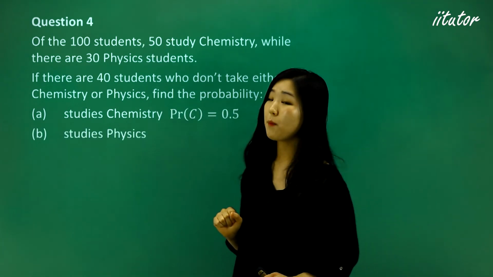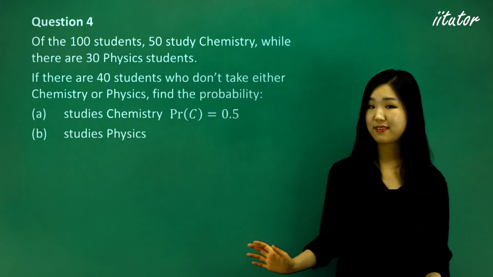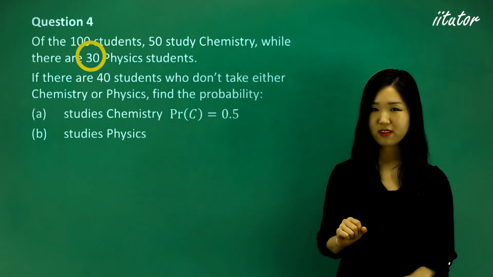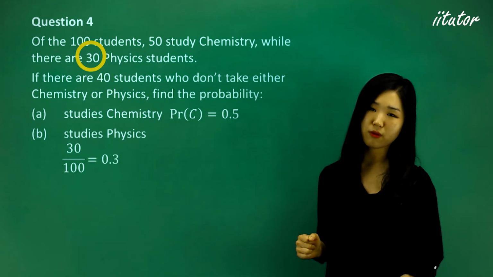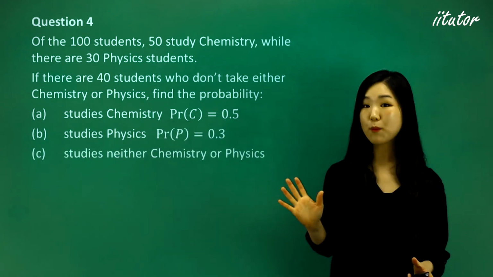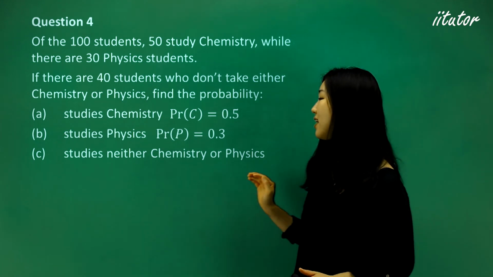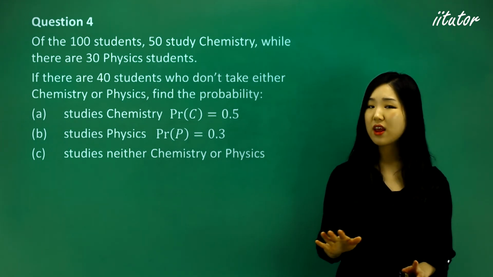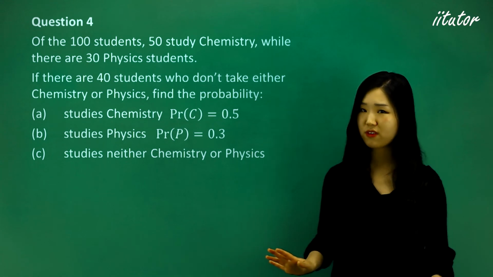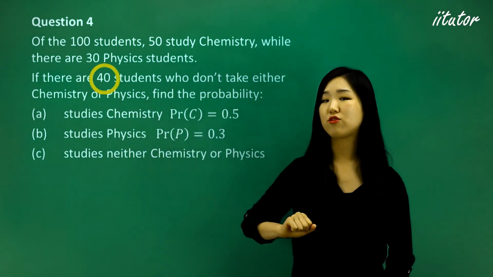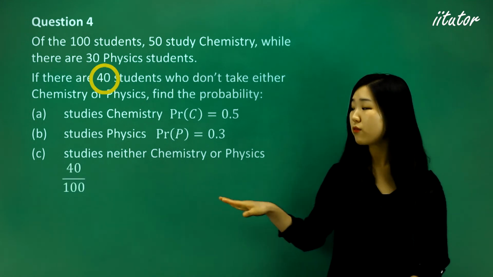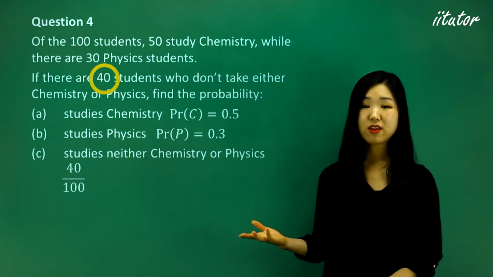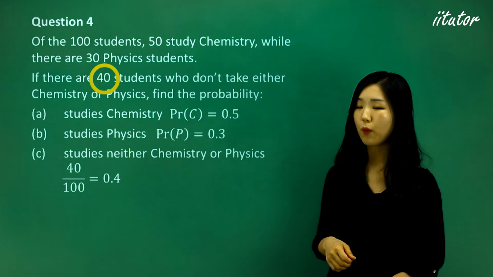We want to find the probability of those people who study physics. 30 people study physics. Again, you can simplify. It will be 3 over 10, or as a decimal, 0.3. Okay, now we want to know the probability of the people who study neither chemistry or physics. So neither means they don't do chemistry or they don't do physics, or they don't do both. That there are 40 students who don't take either chemistry or physics. So that's 40 out of the total 100. And you can simplify that, and that will be 0.4.